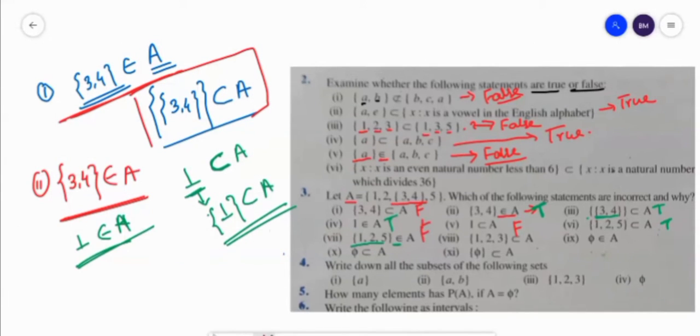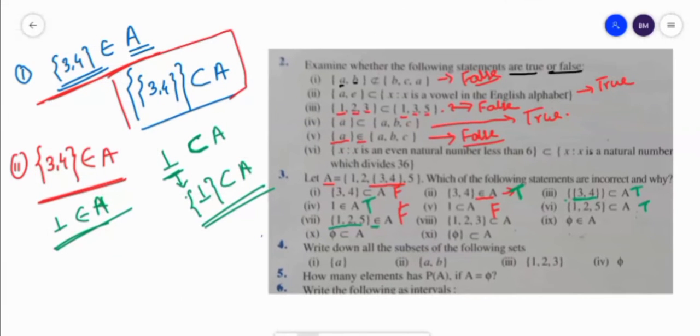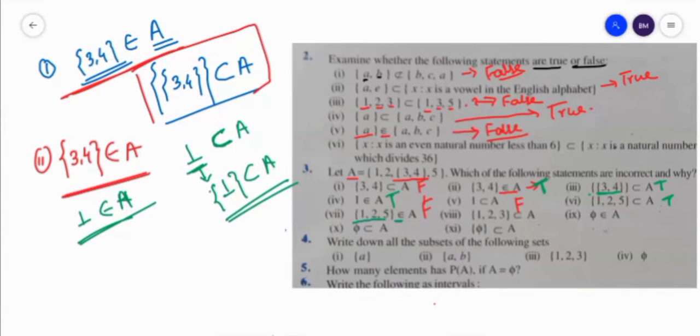Now number 8. See, number 8, it is given {1, 2, 3} subset of A. This is also false. This is false because 1, 2 are elements, but 3 is not an element of the set. 3 does not belong to the set A. So we cannot say that this is a subset of A.